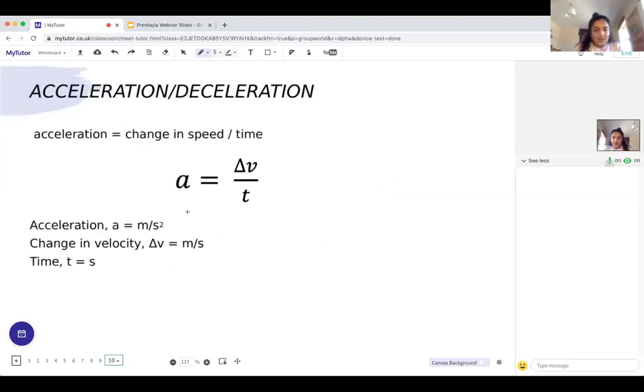Okay, so acceleration and deceleration. We have a new formula that we need to use. Acceleration can also be switched out for deceleration. Acceleration means getting faster, deceleration means getting slower. So acceleration is change in speed divided by time. Change in speed can also be known as final speed minus initial speed, divided by t.